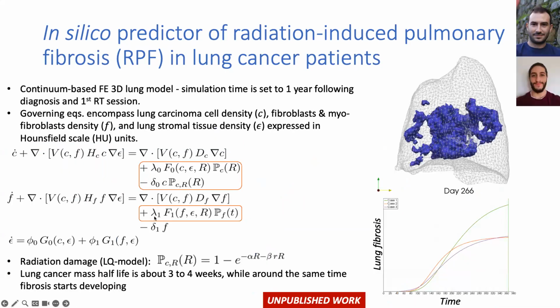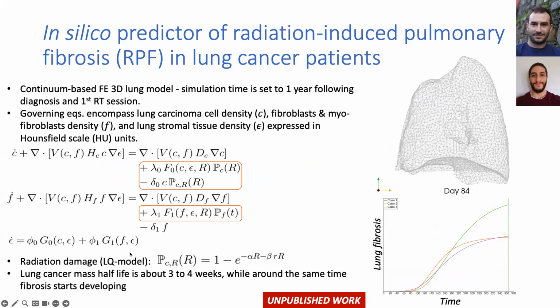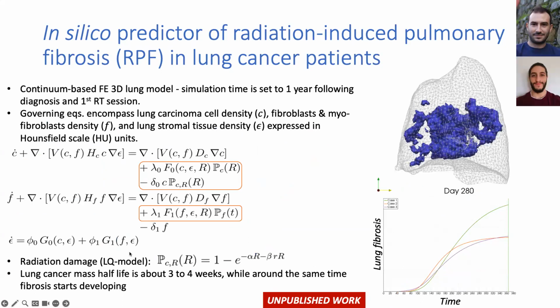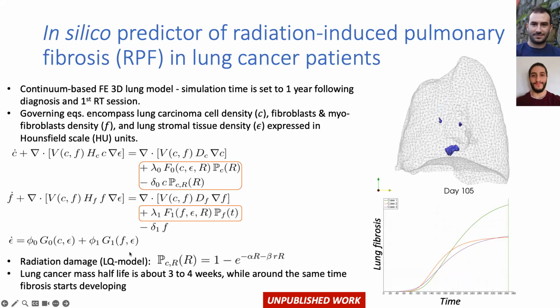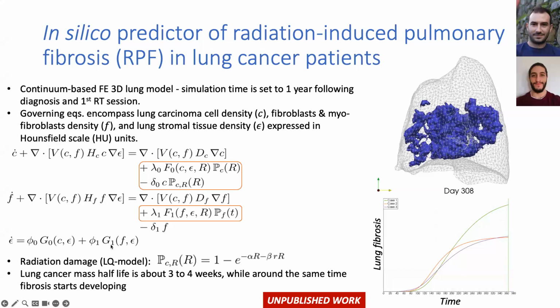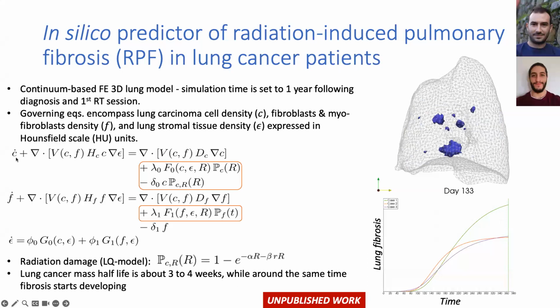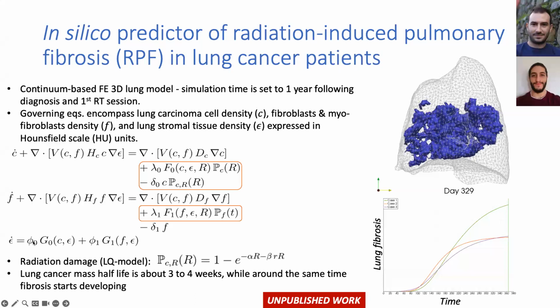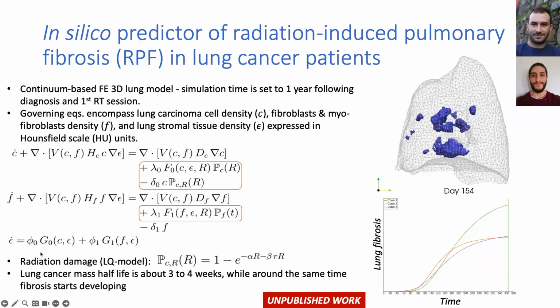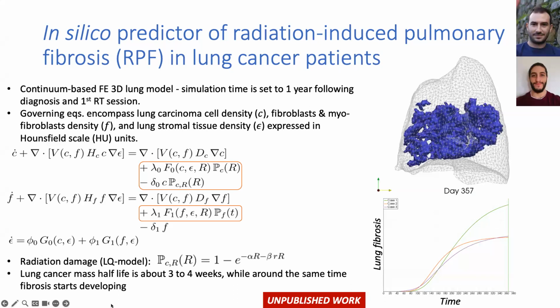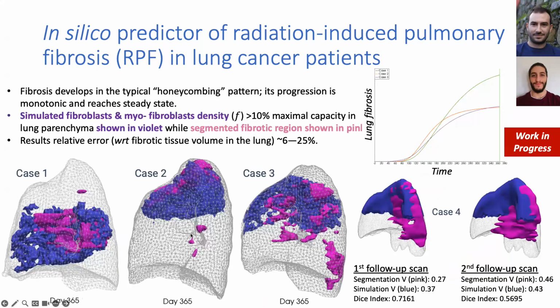We described the development of the disease with respect to radiation using mathematical expressions like partial differential equations in order to describe the tumor regression, the lung fibrosis, as well as the remodeling of the extracellular matrix of the lung stroma. And we are at the stage of validation, where we compare the in vivo and the in silico simulations on a cohort of 15 patients.